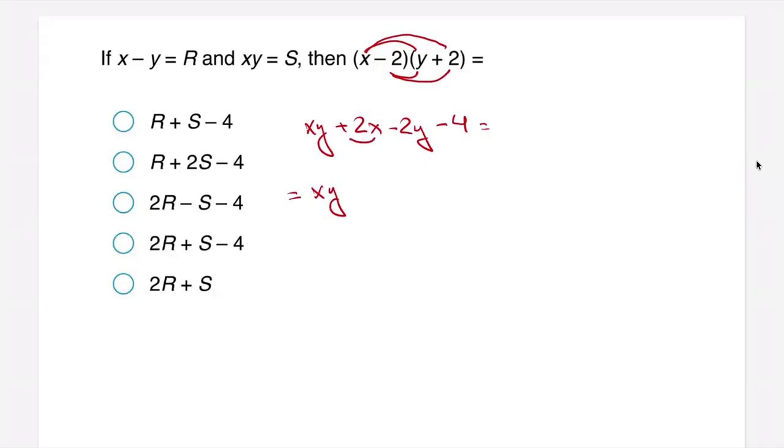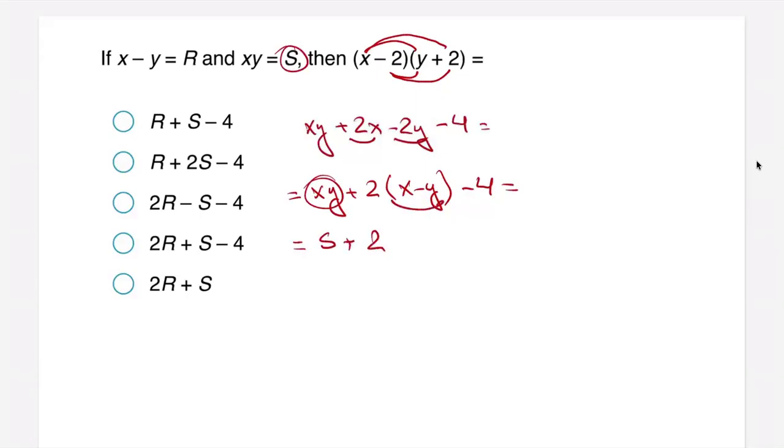Xy, I have 2 here and 2 here. I will put in evidence. You guys notice that the author of the official questions love to put in evidence. So it will be x minus y. Do you guys agree? Minus 4. Now substitute. Xy is equal s.